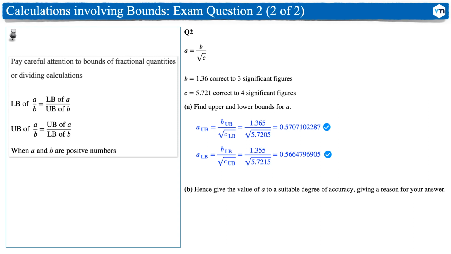Now in part B it says, hence give the value of a to a suitable degree of accuracy, giving a reason for our answer. Now if we look at the two values for the upper bound and lower bound for a, they actually agree to 2 decimal places. In other words, they both round to the same value to 2 decimal places. So a equals 0.57 because the bounds agree to 2 decimal places.